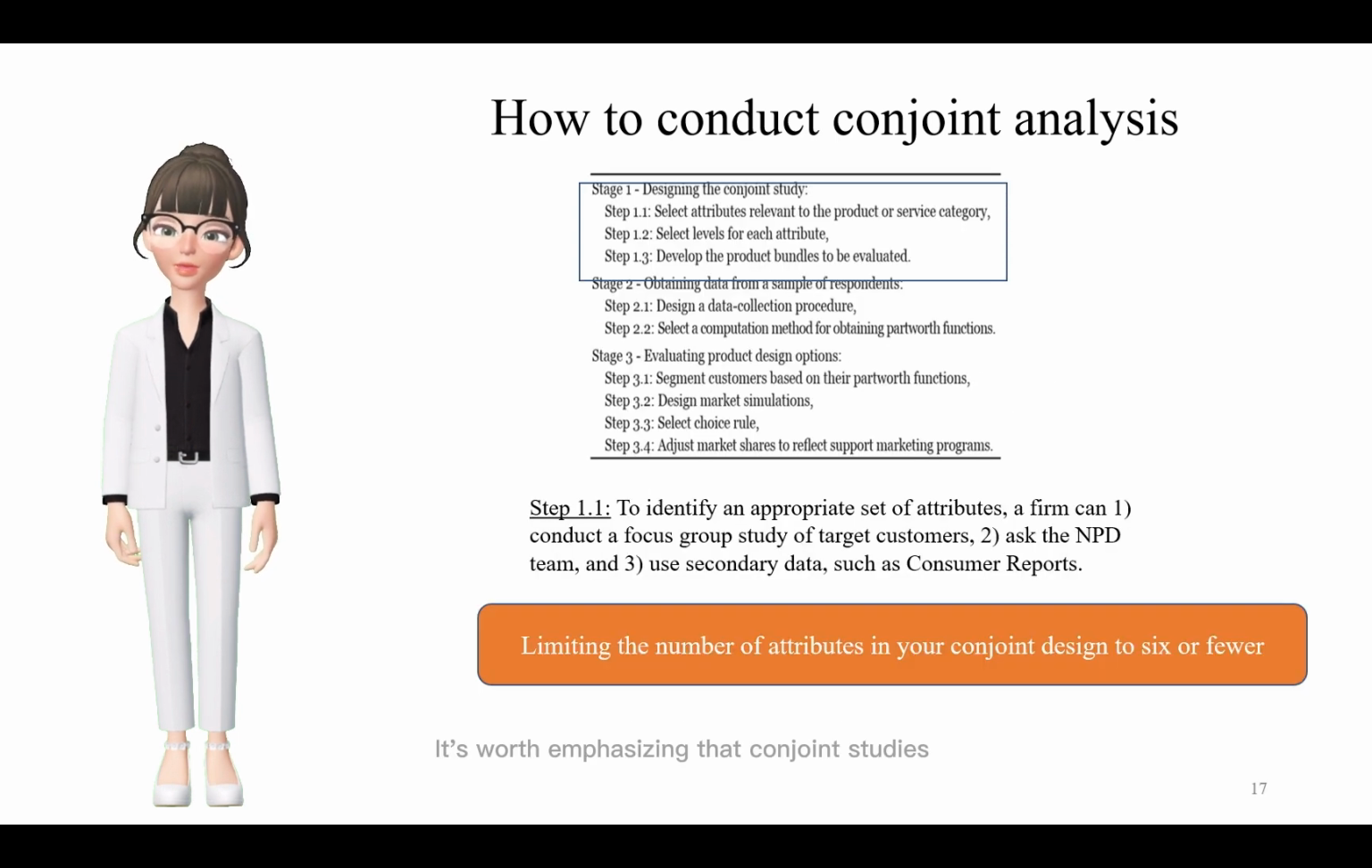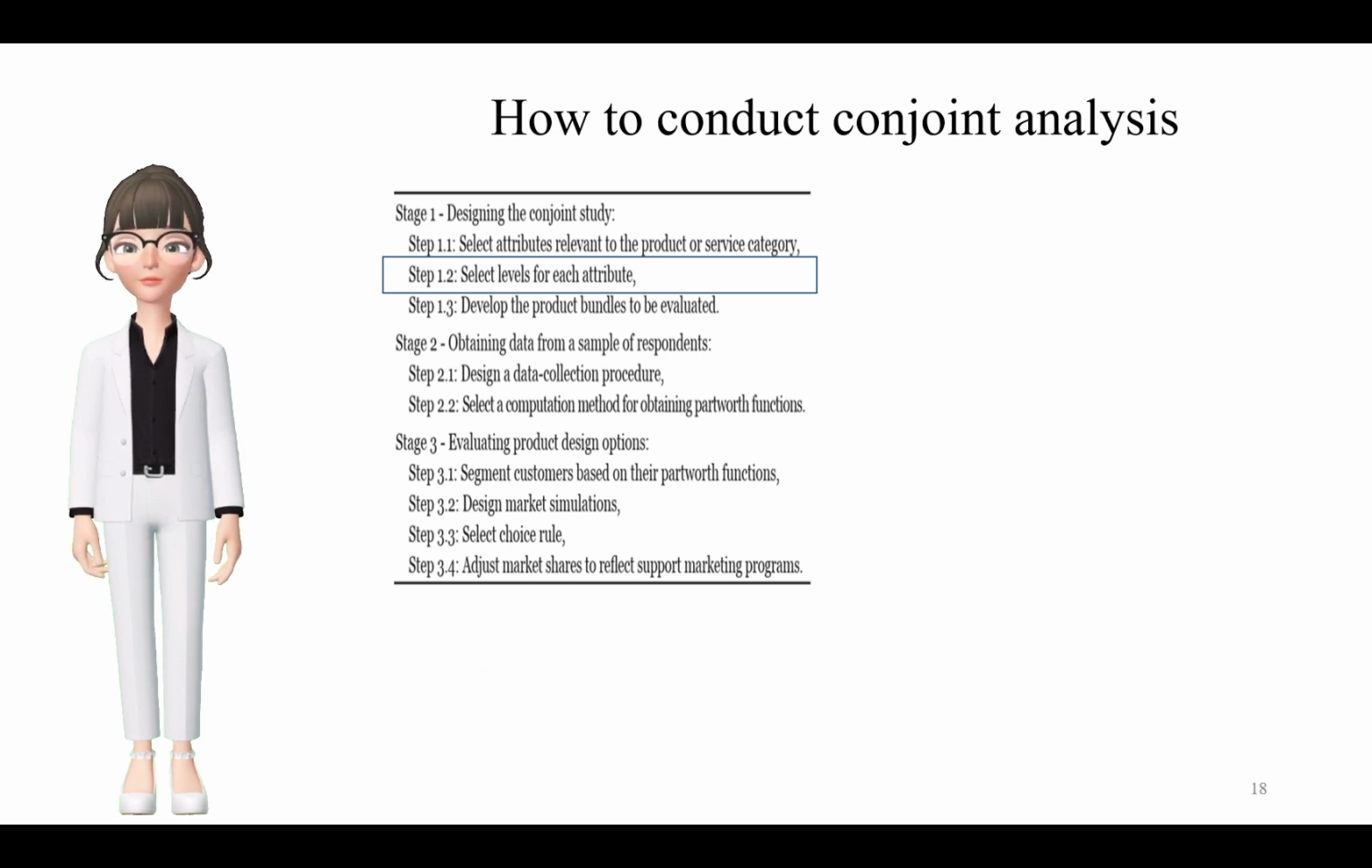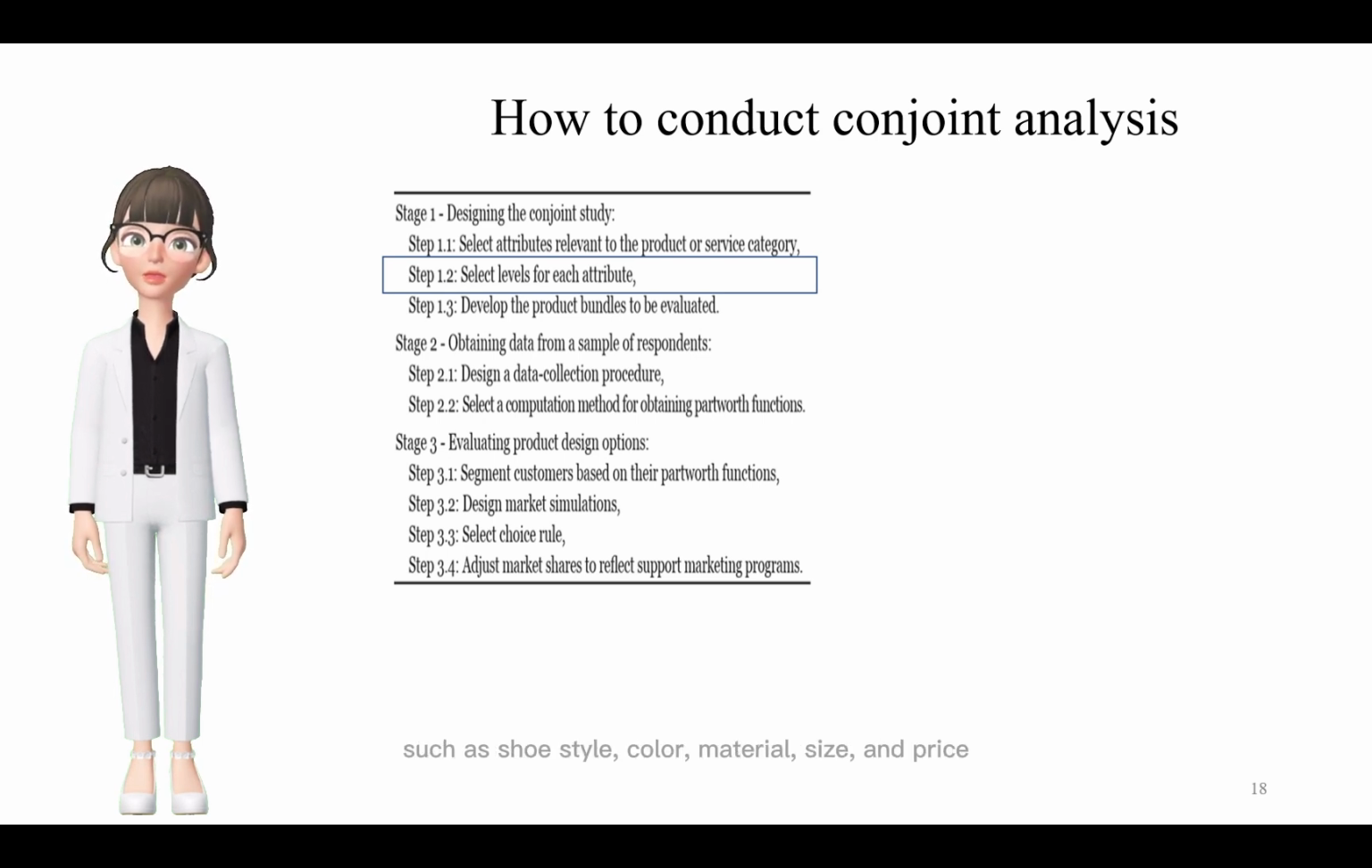It's worth emphasizing that content studies including more than 6 attributes can be challenging to manage and may require specialized expertise. As such, for the purpose of this class, I recommend limiting the number of attributes in your content design to 6 or fewer. The second step in designing the content study is to select the levels of each attribute to study. Let's assume that Nike may choose attributes such as shoe style, color, material, size, and price, as these are relevant to the athletic shoe market.